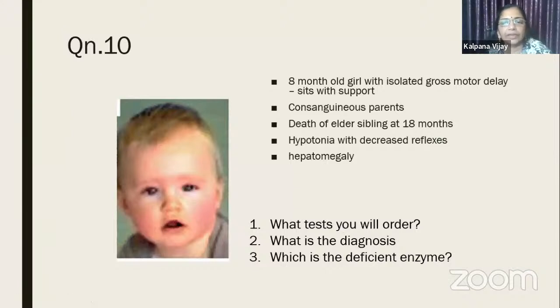8-month-old girl with isolated gross motor delay. The child is able to sit with support. The child is born of consanguineous parents. There is death of an elder sibling at 18 months. The child has hypotonia and decreased reflexes. Hepatomegaly is also found. So what is the diagnosis? What test will you order, and what is the deficient enzyme?